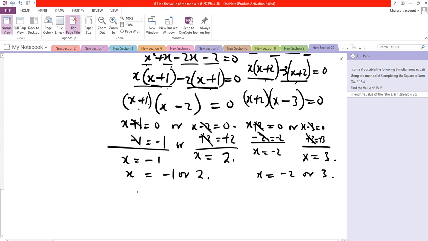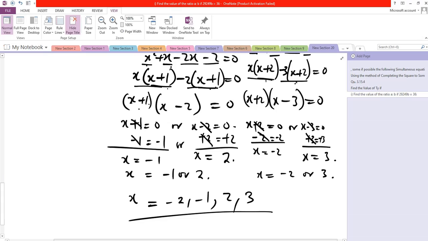So the four values of x will now be x is equal to minus 2, minus 1, 2, and 3. So these are the values of x in this equation.